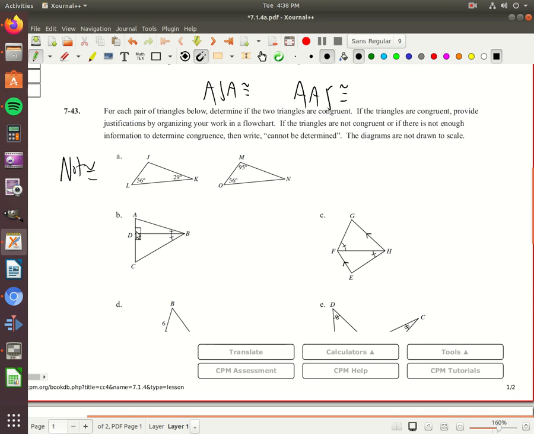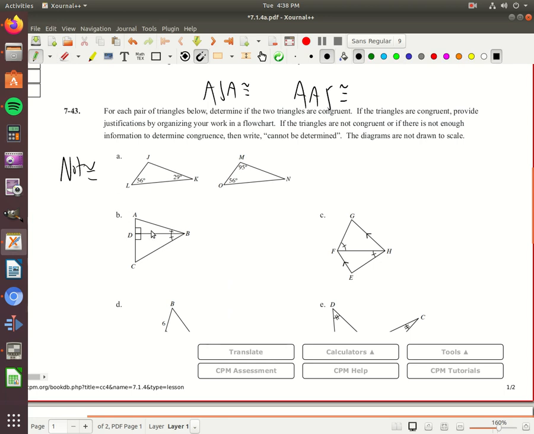How about this one? This one is interesting. Here we have angles that are the same and angles that are the same. And DB, if you look at the top triangle, DB is a side. And if you look at the bottom triangle, DB is a side. So this is actually known as the reflexive property. And it's something that you really need to make sure that you understand.